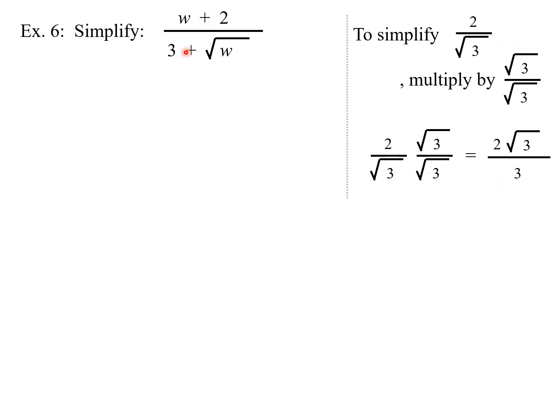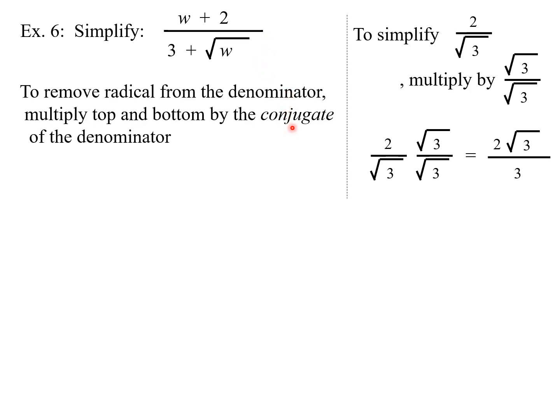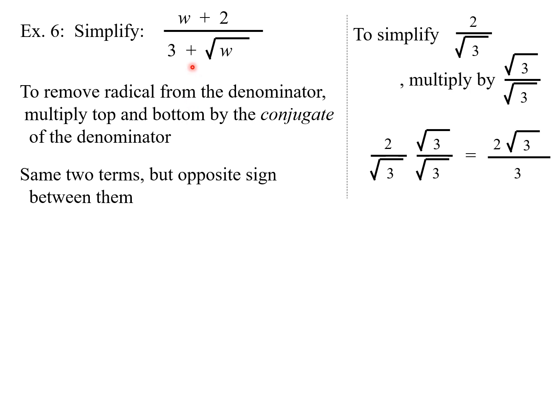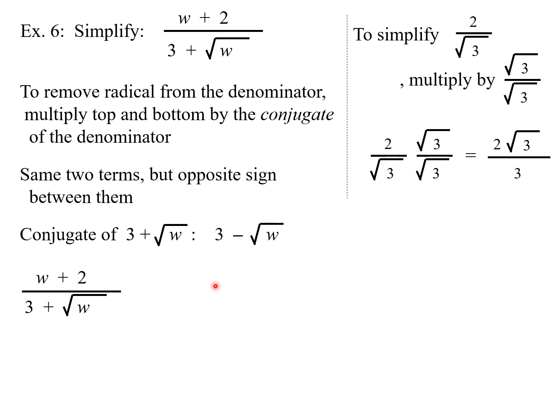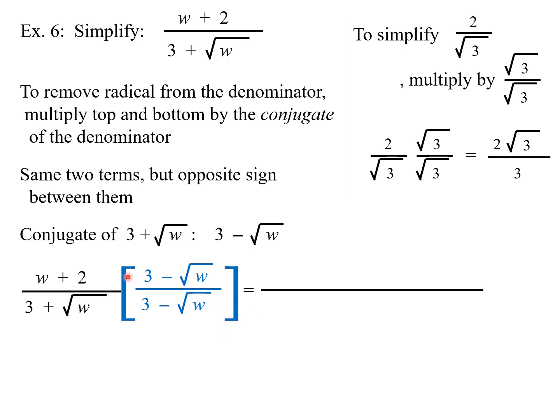This is a little bit different, okay, because we have 2 terms here. They have a 3 and you have a root w. So you can't just multiply top and bottom by root w. Instead, you have to multiply by something called the conjugate of the denominator. And the conjugate is the same 2 terms, but the opposite sign between them. Okay, so the conjugate of 3 plus root w is going to be 3 minus root w. All right, so let's multiply top and bottom by 3 minus root w. Okay, now when we do that, the numerator is just going to be quantity w plus 2 times quantity 3 minus root w.